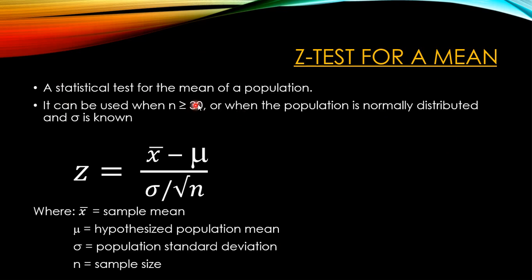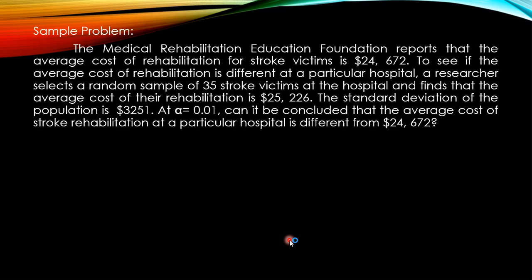Now, ang gagamitin nating statistical test dito, for this lesson, is z-test for a mean. So it is a statistical test for the mean of a population. It can be used when the population size is greater than or equal to 30, or when the population is normally distributed and the population standard deviation is known. So the formula we use is z is equal to sample mean minus mu, or population mean, all over standard deviation divided by the square root of n, where x bar is the sample mean, mu is the hypothesized population mean, sigma is the population standard deviation, and n is the sample size.